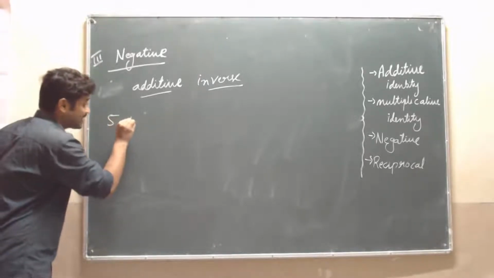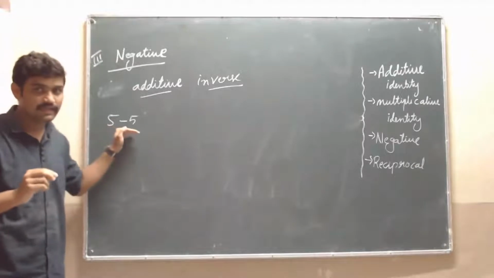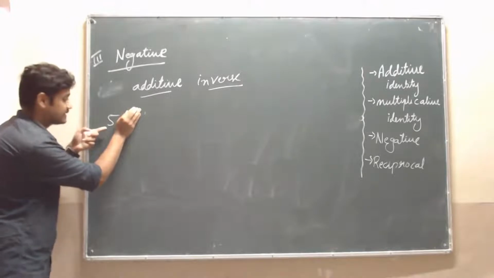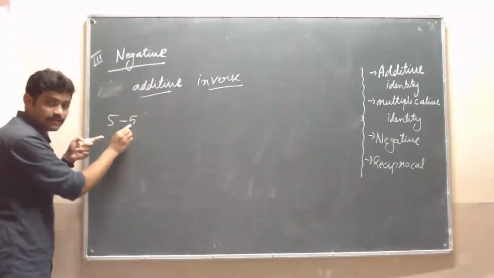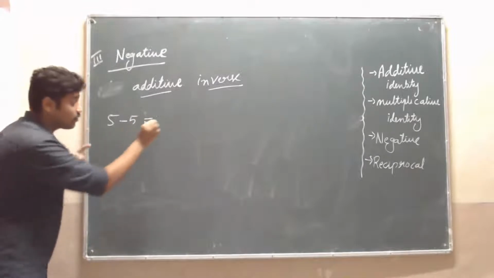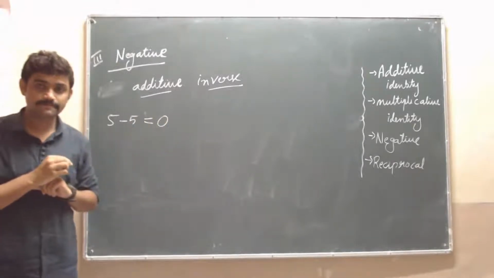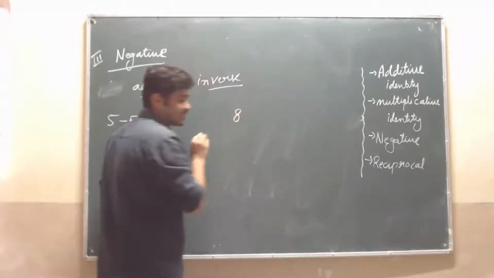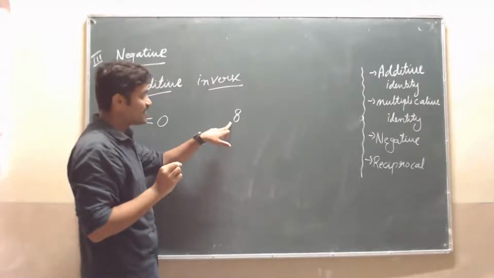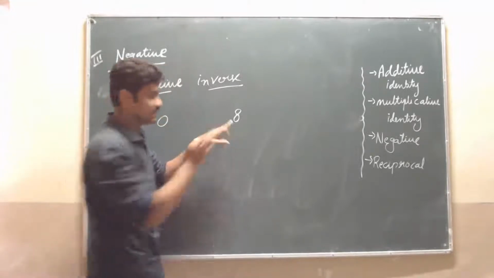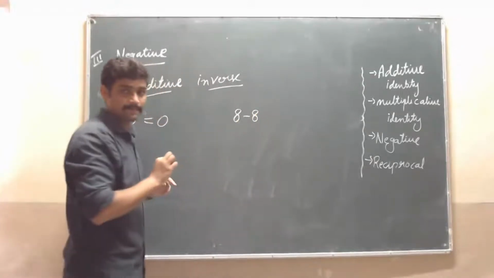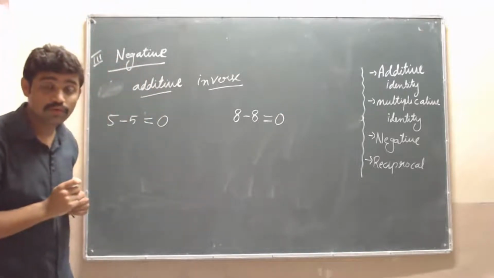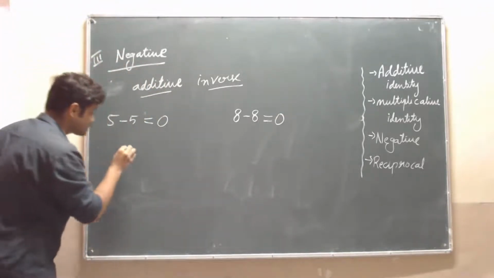That is minus 5. I have just taken the example 5. Then what is the negative of 5? Minus 5. 5 minus 5, what happened? 0 is left. Simple. One more example: 8, a natural number. What is the negative of 8? That is minus 8. 8 minus 8 is 0.